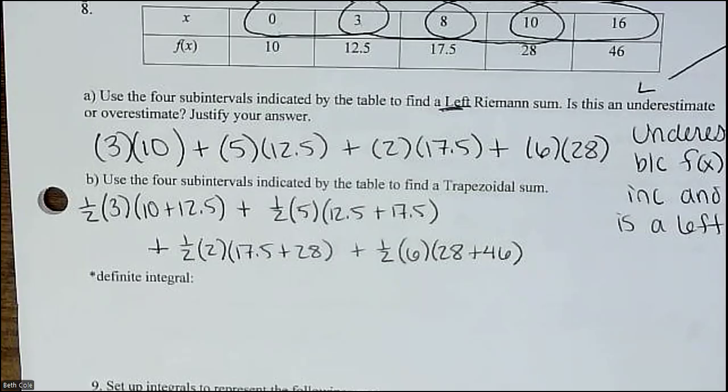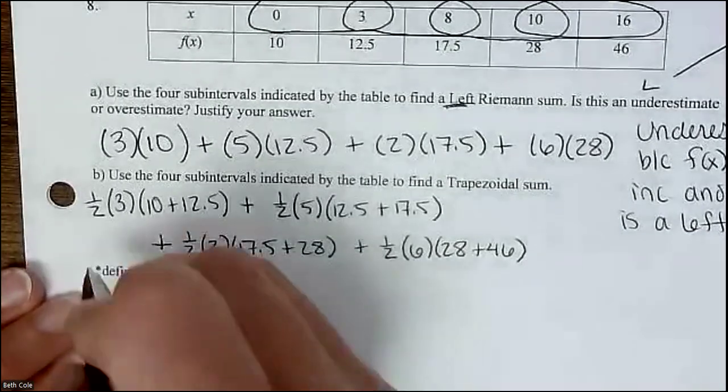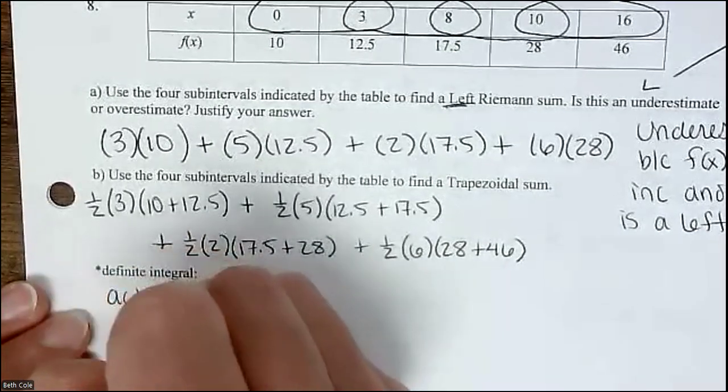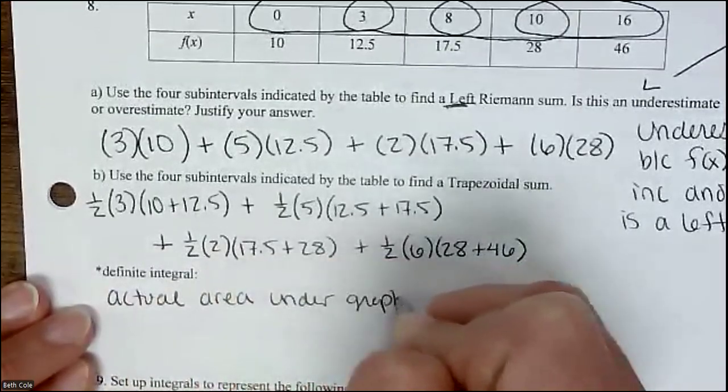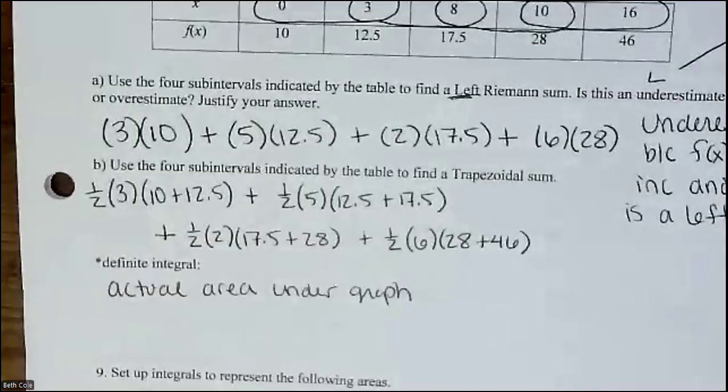Now here's the big idea of what we were headed towards. Everything we've done so far are estimates. They are not the true answer. What a definite integral is, is the actual area under the graph. The true, perfect answer. It's not an estimate.